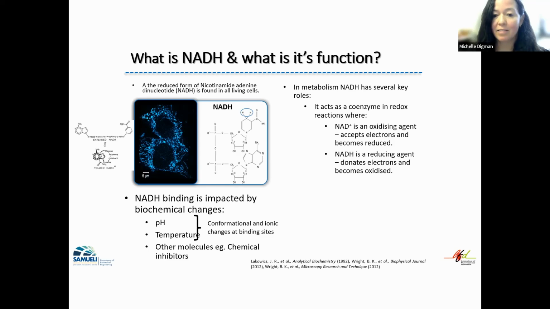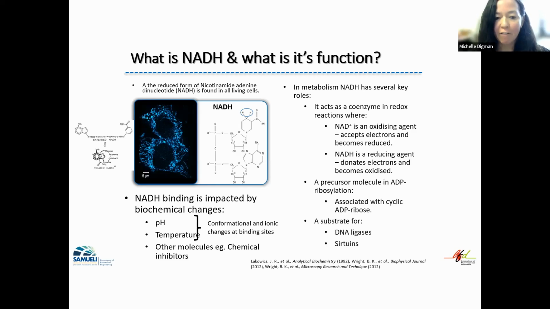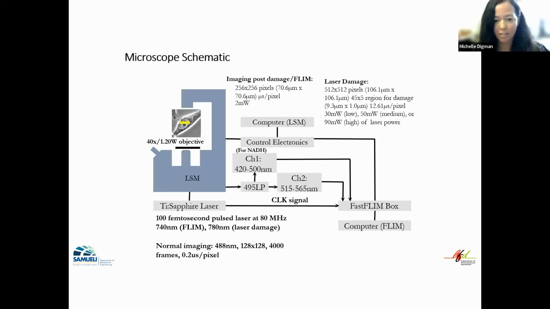It can act as a coenzyme in redox reactions where NAD plus is the oxidizing agent that accepts the electrons, and NADH is the reducing agent that can be oxidized, and it's found everywhere. You can also see it inside the nucleus, and we've done studies of NADH in the nuclear compartment in response to DNA damage. And so it can be a really useful biomarker for understanding what's happening within cellular systems.